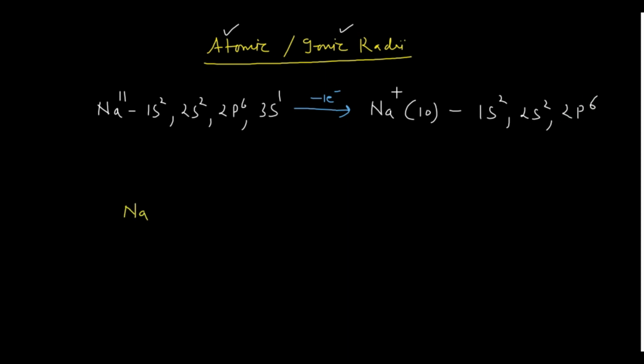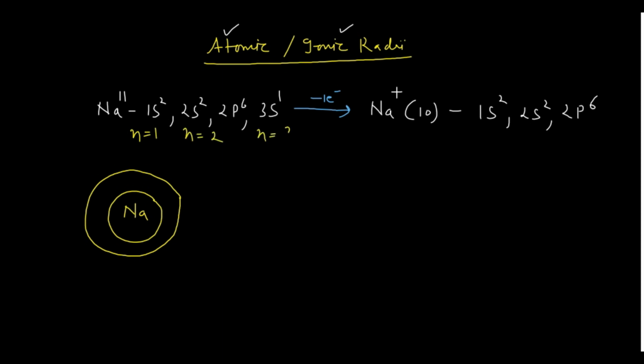This is your sodium nucleus, and this is your first shell, and this is your second shell. So basically this is n equals 1, the principal quantum number 1, n equals 2, and n equals 3. So I can write the third one here: 8 electrons in this one, 1, 2, 3, 4, 5, 6, 7, 8, and 1 electron is here.